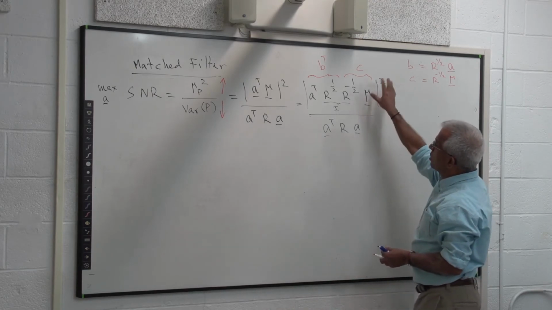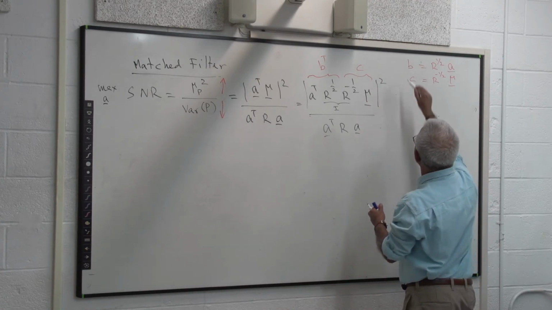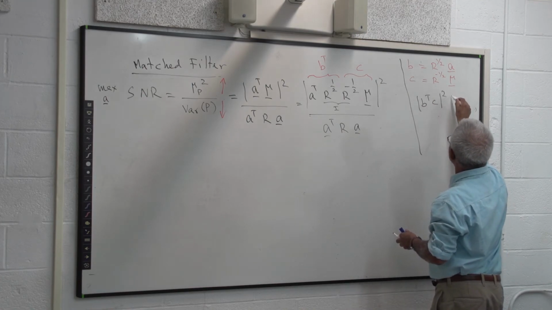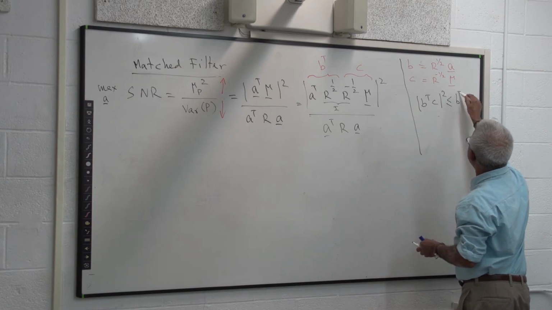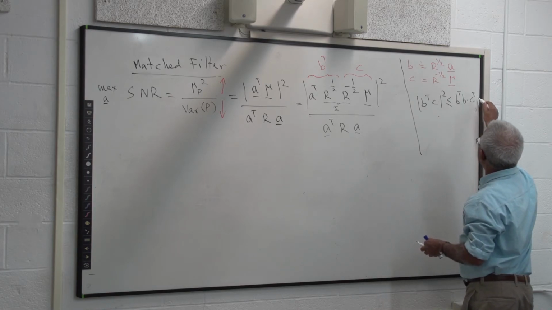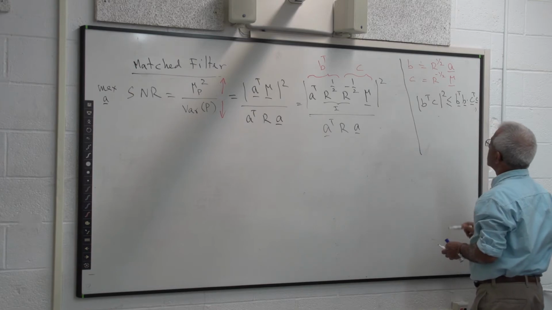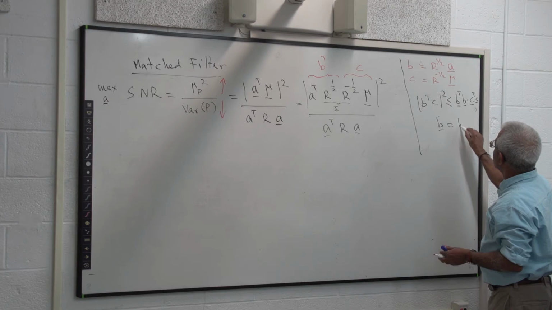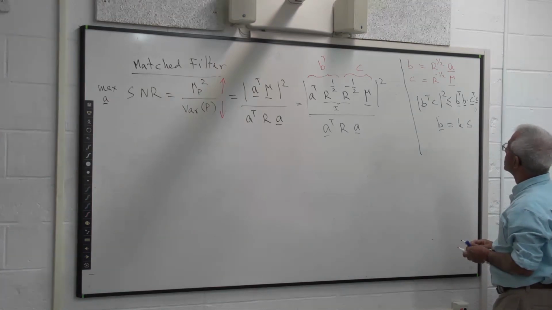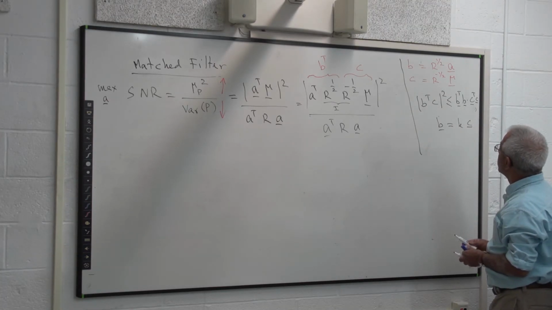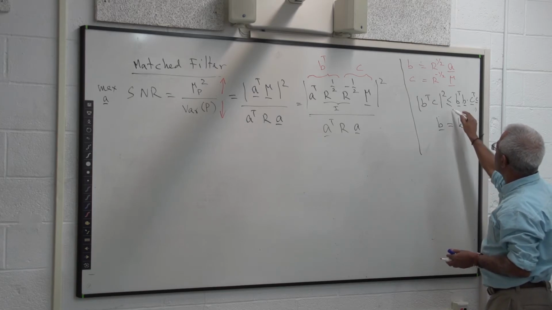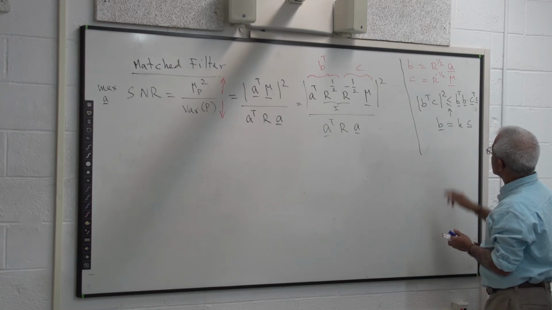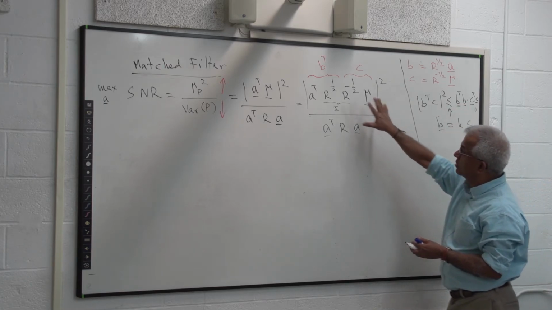So from Schwarz's inequality, we have this relation: B transpose C squared is less than or equal to B transpose B multiplied by C transpose C. This is true for any vectors. And you get equality when B is of the form KC, or C is of the form KB, one way or the other. So you have equality here when B equals KC. So we can try to apply this here.